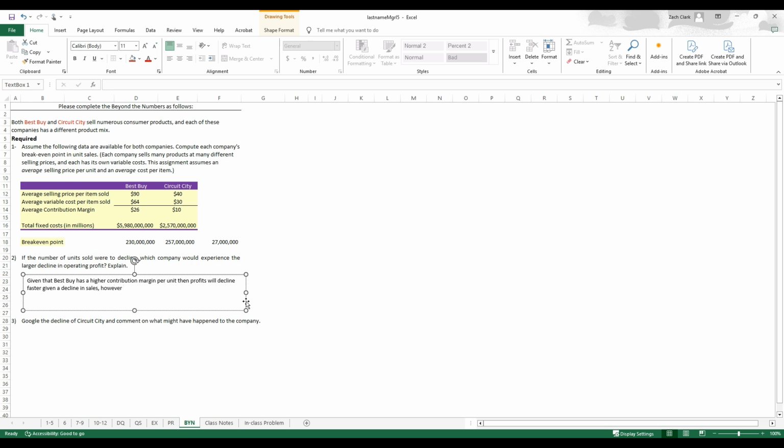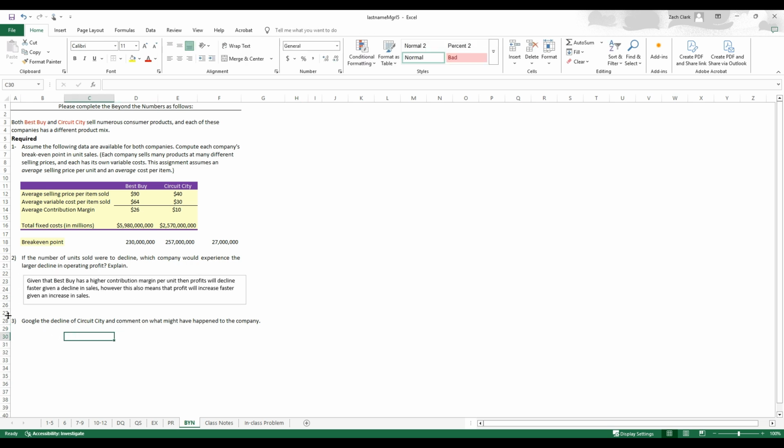However, this also means that profit will increase faster given an increase in sales. So it's kind of a double-edged sword. But really, declining sales would not be good for either. But given that you can get more out of each sale in Best Buy, with a higher contribution margin, that is generally better overall.